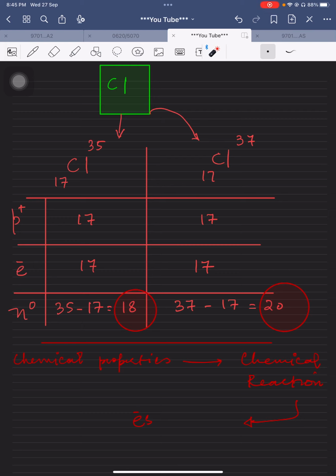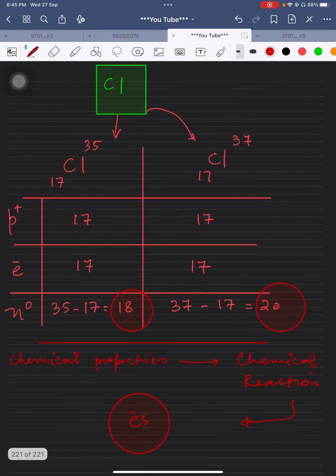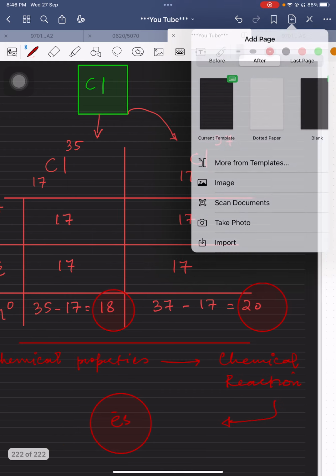It means that in the case of isotopes, the chemical reactions will be the same. And why will they be the same? Because they have the same electron number. As their electron number is not undergoing any change, their chemical reactions will be the same, and their chemical properties are similar. Okay, now I am changing the board and we are on the next board.